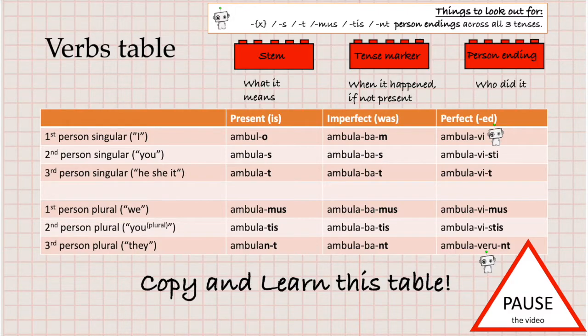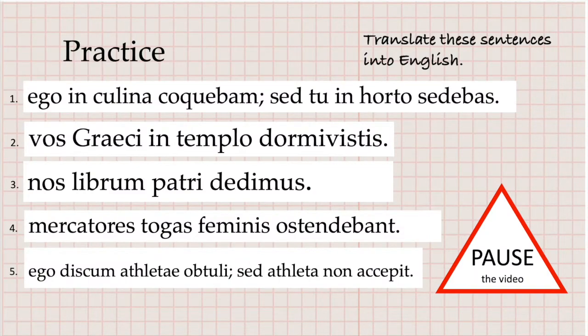Okay, now we're going to go on to some practice sentences that show us these various verb forms in action. We've got: Ego in culina coquebam, sed tu in horto sedebas. Vos Graeci in templo dormivistis. Nos librum patri dedimus. Mercatores togas feminis ostendebant. And ego discum athletae obtuli, sed athleta non accepit. Have a go at translating those sentences into English. Pause the video now.